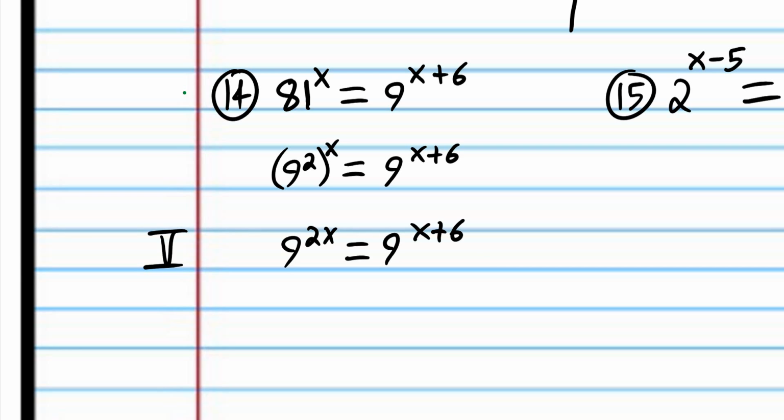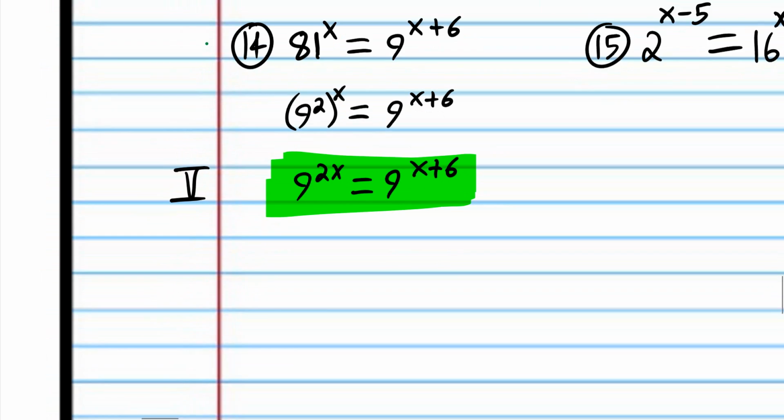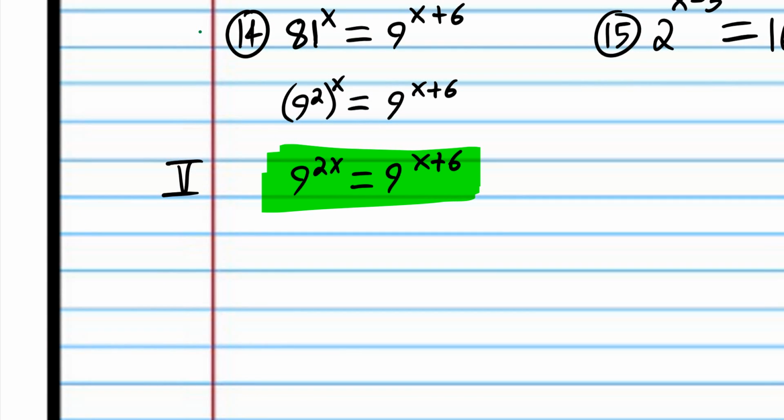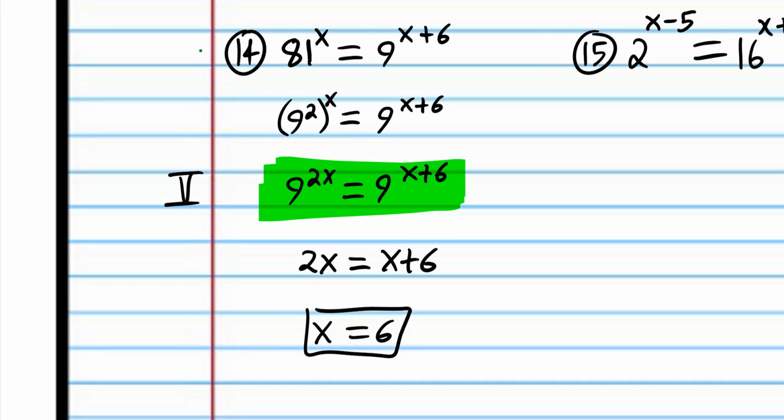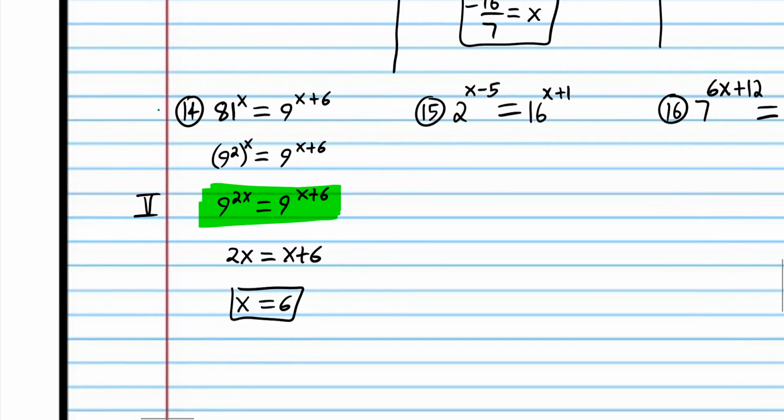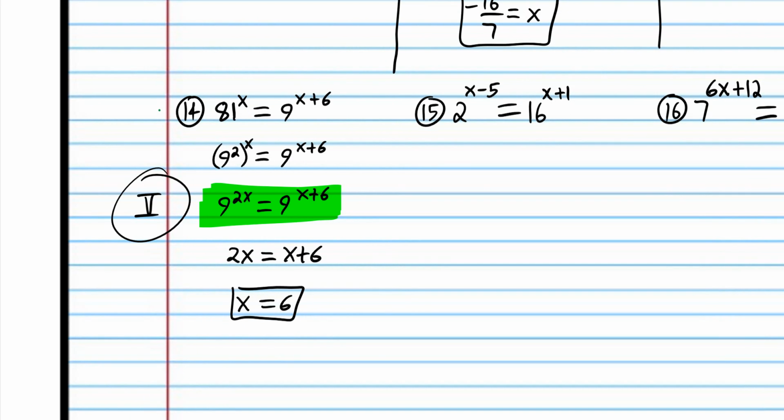And now we're at that critical point where we have the same base, exponential expressions that are equal to each other with the same base. And so now we can just get rid of the bases. Subtract x from both sides, and we have x is equal to 6. So if you got that answer, good job. Remember, you got to write your Roman numeral there.